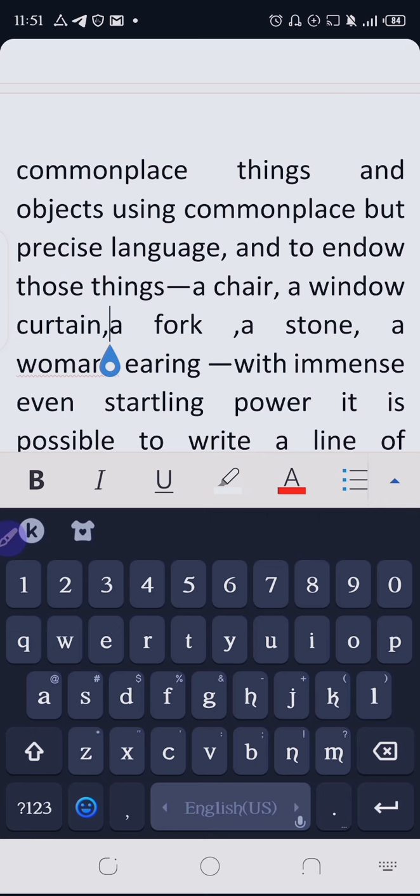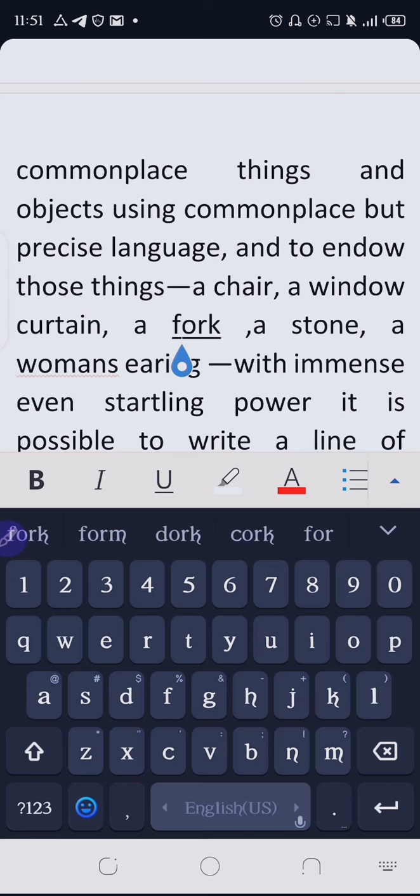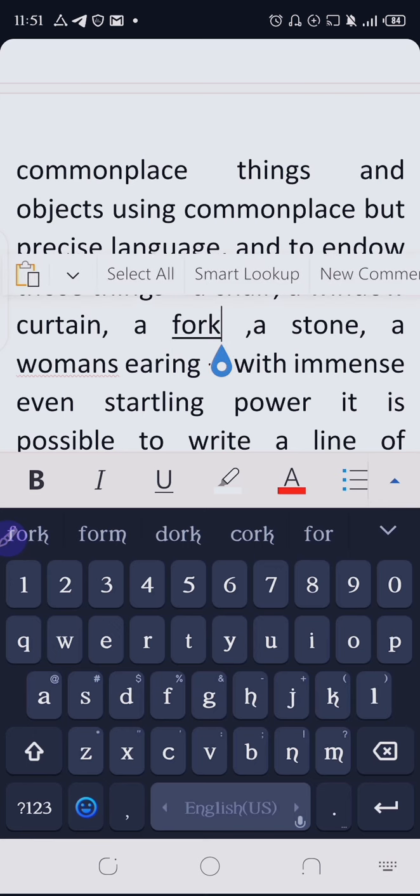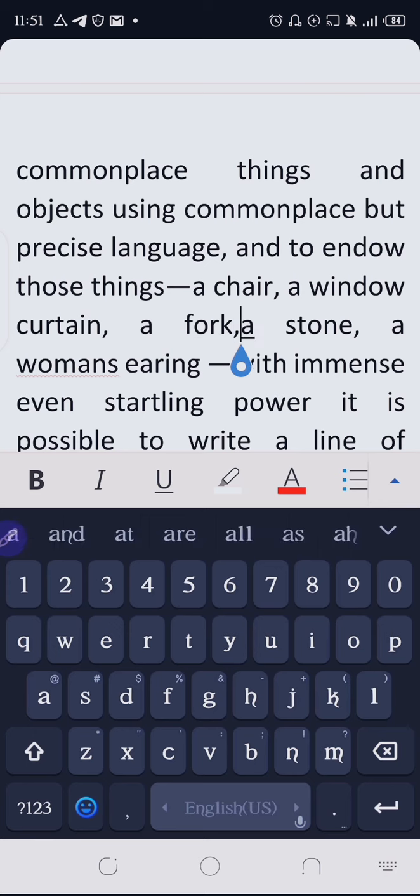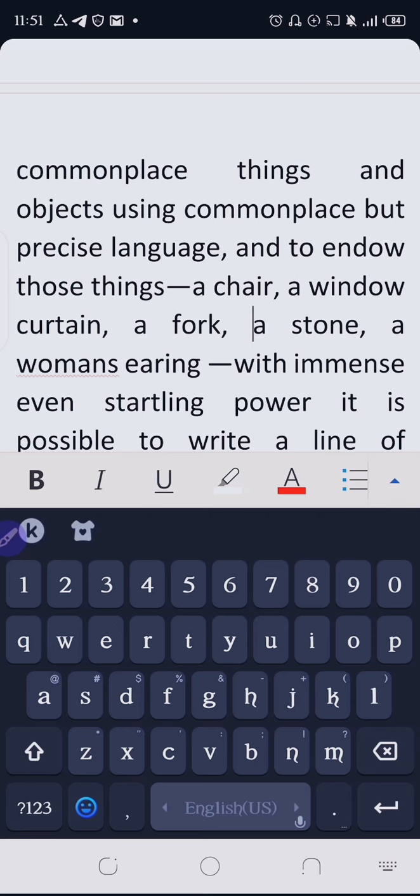Let's look at it. How many spaces do we have? Just one space. Good. A fork. And notice that we have a space after K in fork. We have a space before the punctuation mark, which is the comma. So you close up that space and then you come here. You see that there is no space between the comma and the letter A. So let's bang the space bar and have a space over there. So that's what we've done. A stone, comma. A woman's hearing.